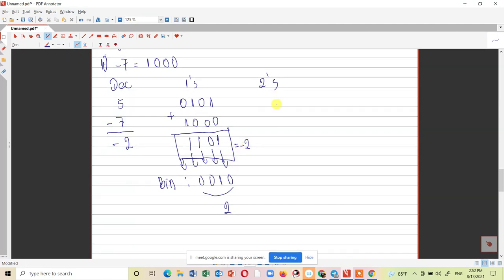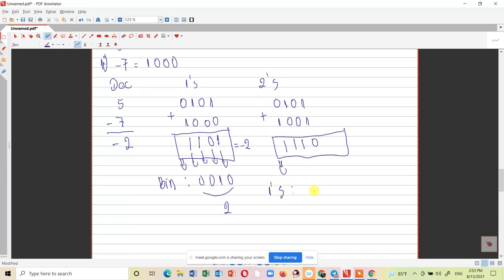And our 2 complement, 5 is 0, 1, 0, and 1. Our 2 complement means that we start from 1 complement plus 1. So minus 7 is 1, 0, 0, and 1. So we just do addition. For this one, 1 plus 1 is 0. This one is 1, this one is 1, and this one is 1. This is in our 2 complement.